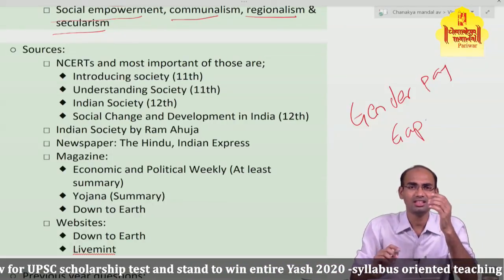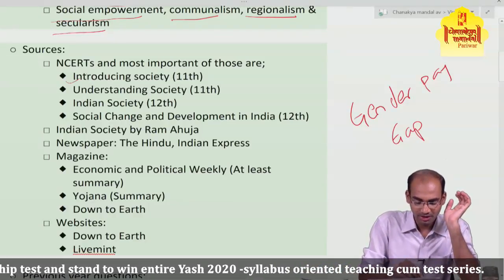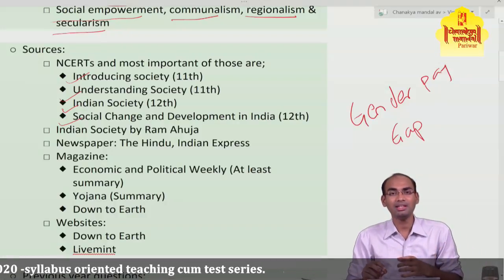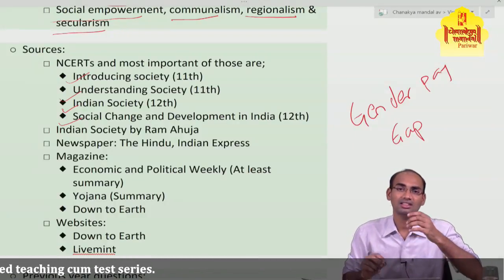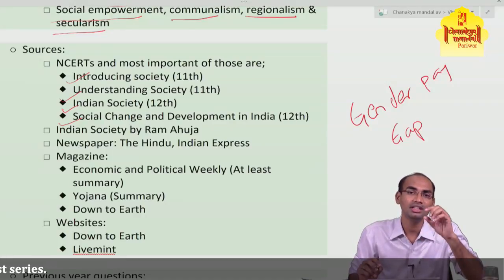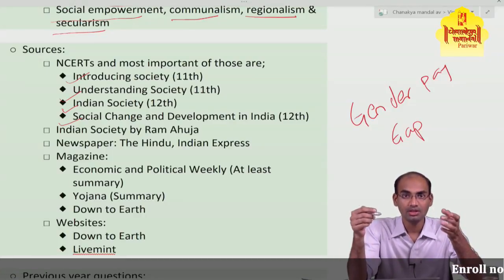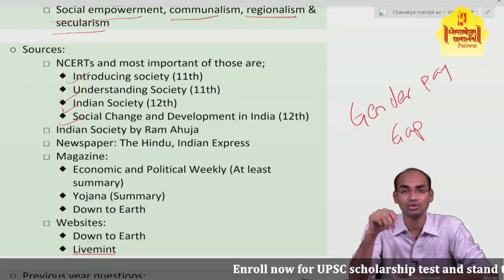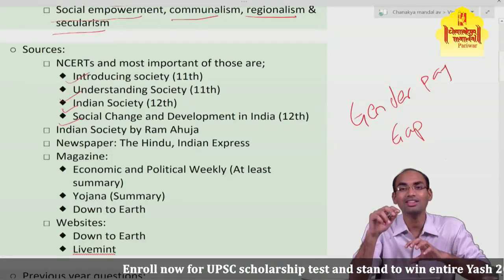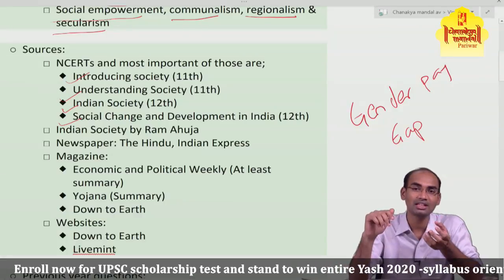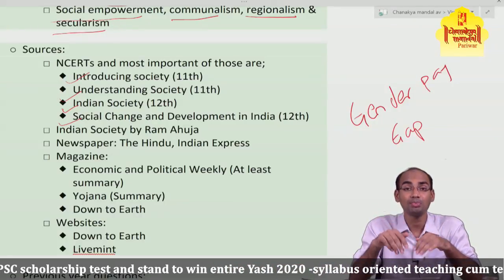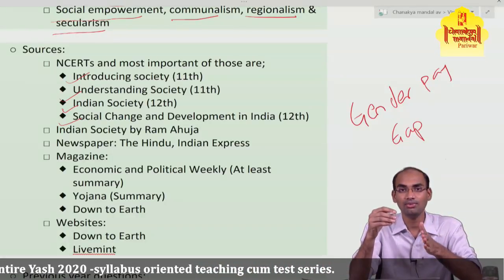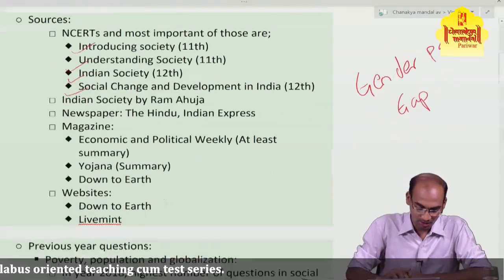NCERTs, basic NCERTs, 11th and 12th standard, total 4 NCERTs: Introducing Society, Understanding Society, Indian Society, and Social Change and Development in India. The 11th standard NCERTs primarily deal with society in general, and the 12th standard NCERTs primarily deal with Indian society. What is the nature of Indian society, what kind of problems is it facing, and what is the prospect for Indian society, considering the way it is behaving currently.